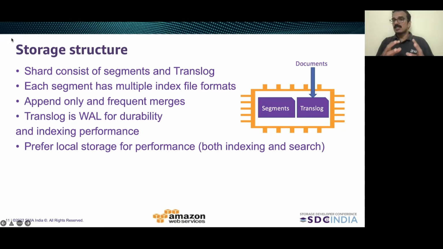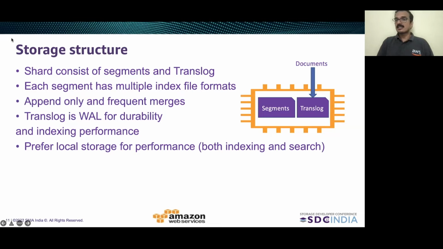Translog is the OpenSearch concept, which is a write-ahead log for taking documents so that segments can be created asynchronously for better performance. Each segment is a Lucene index which consists of multiple index file formats.